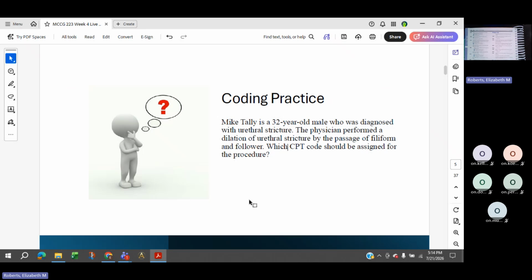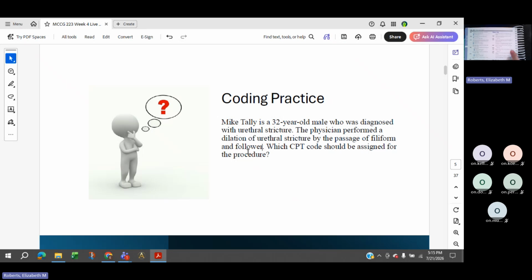All right, that looks pretty good, right? So we have the dilation of urethral stricture by the passage of filiform and follower. We're going to select 53620 because that's the initial service. 53621 is going to be a subsequent. We didn't do subsequent. I mean, you can look at the other ones.